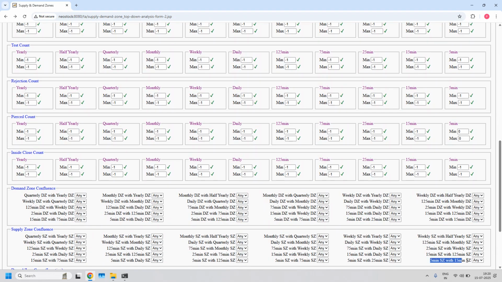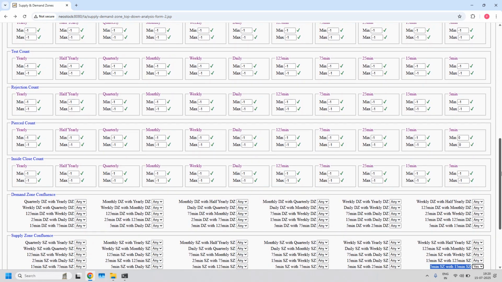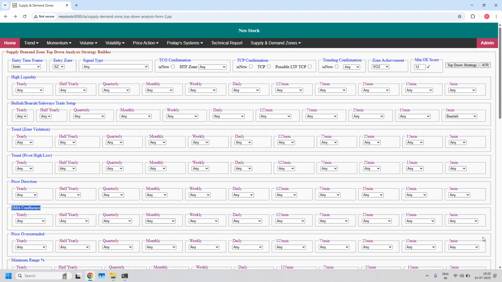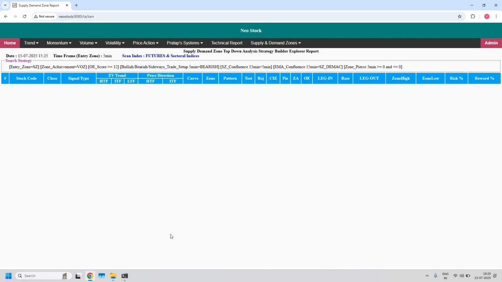So first filter is 5 minutes and 15 minutes supply zone confluence. By setting the filter, we got 6 stocks. In all the 6 stocks, these 5 minute supply zones are overlapped with 15 minute supply zone, and 15 minutes trend is a downtrend in all the stocks in ITF trend. So what we can do, we can further filter this list based on 15 minute supply zones having daily EMA confluence. So in the EMA confluence at 15 minutes, I'm checking 15 minute supply zone with daily EMA confluence. We don't have any high probability trade setup zones.